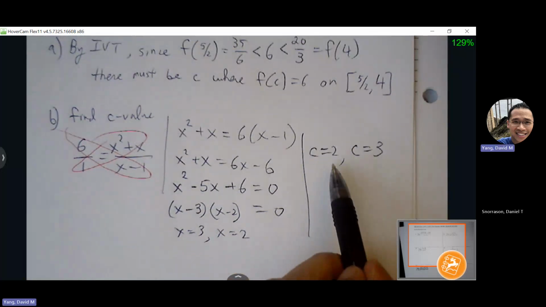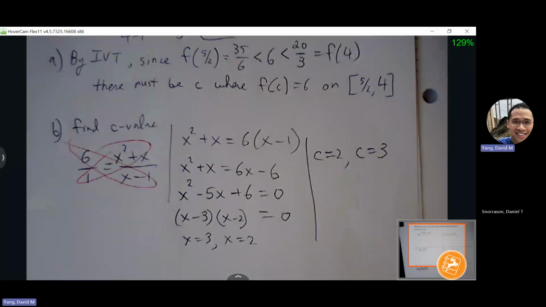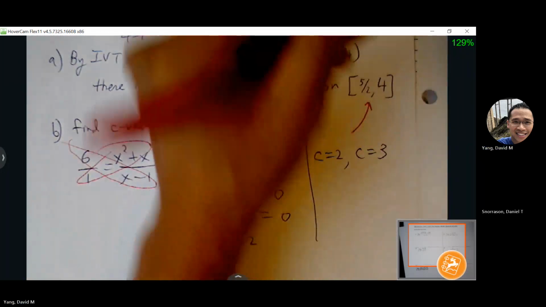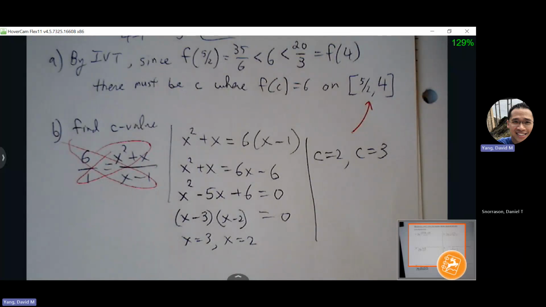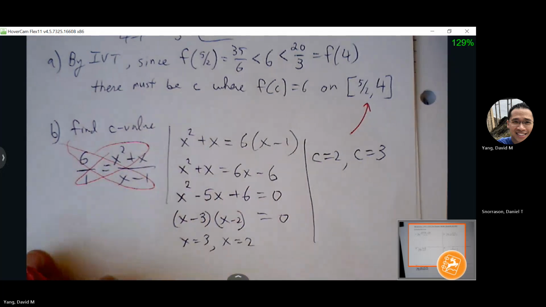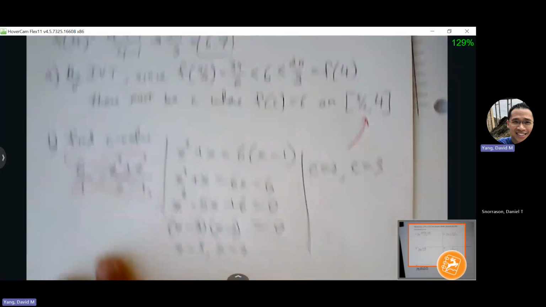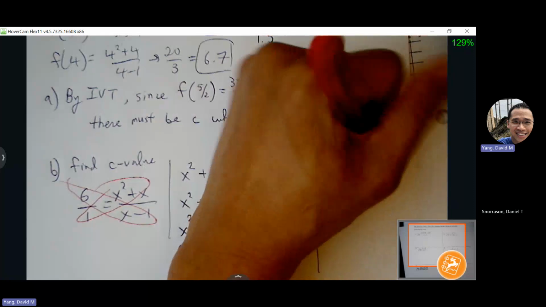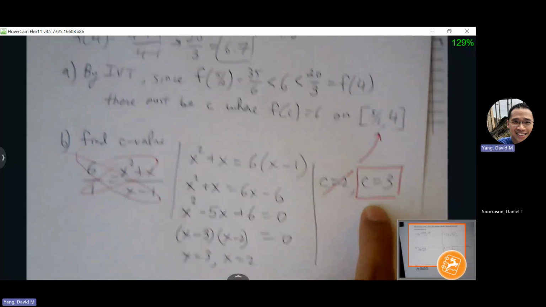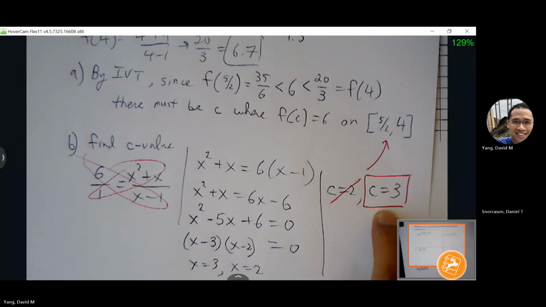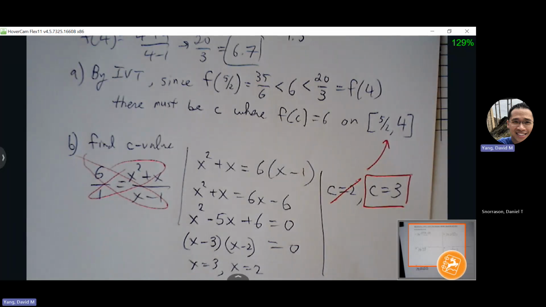But are both of these valid? What's the issue? Yeah, we only care about an ordered pair that lives on the interval. If it's outside the interval, then that's not part of our problem. So which one do we remove? Two, right? Because 2 is clearly not between 2.5 and 4, but we're guaranteed to find at least 1, and we have 1 here. Okay, let me know if you have any questions.